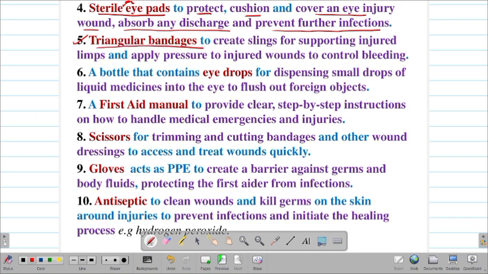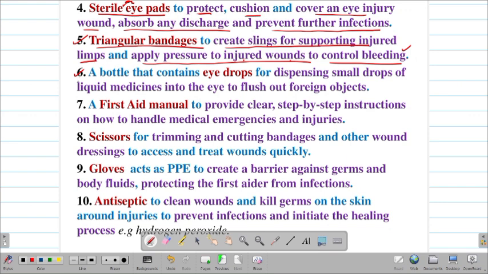That is, triangular bandages are used to create slings for supporting injuries, that is injured limbs, and to apply pressure to the injured wounds to control bleeding. So that is the function of triangular bandages. They can be used to control bleeding whenever they apply some pressure on the injured wounds.